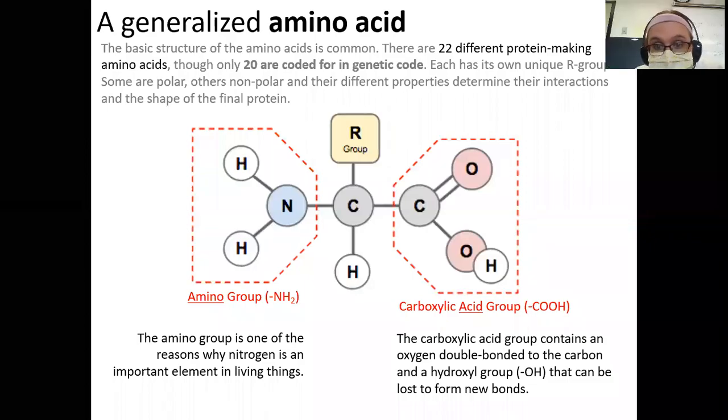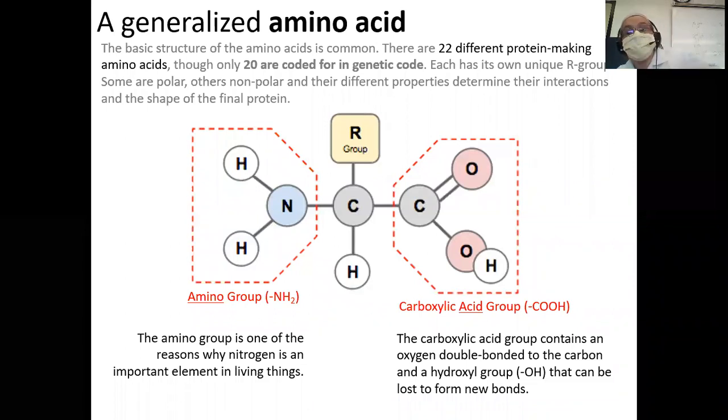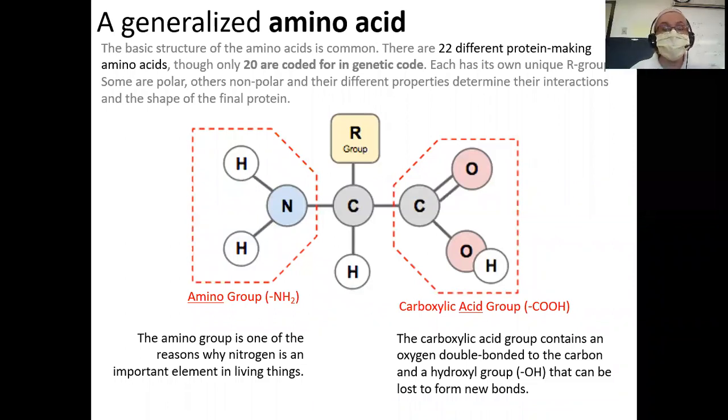Okay. So basically, this is a review of what you guys did on the pattern matching. So this is a generalized amino acid. Grab my pen here. So the R group, this is a variable, okay, and it changes. And like it says at the top here, there's 22 different protein-making amino acids.